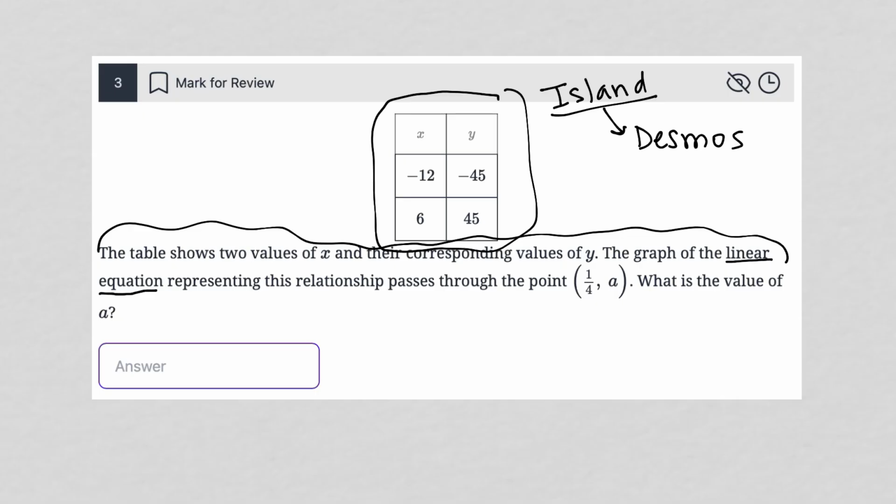Representing this relationship passes through the point 1/4, comma, a, which means, basically, when x equals 1/4, y equals a, which therefore means that's what we want to find out. What is the value of a? This is what we're trying to find, which in essence is just saying, what's the value of y? We know x is 1/4. What's the value of y?